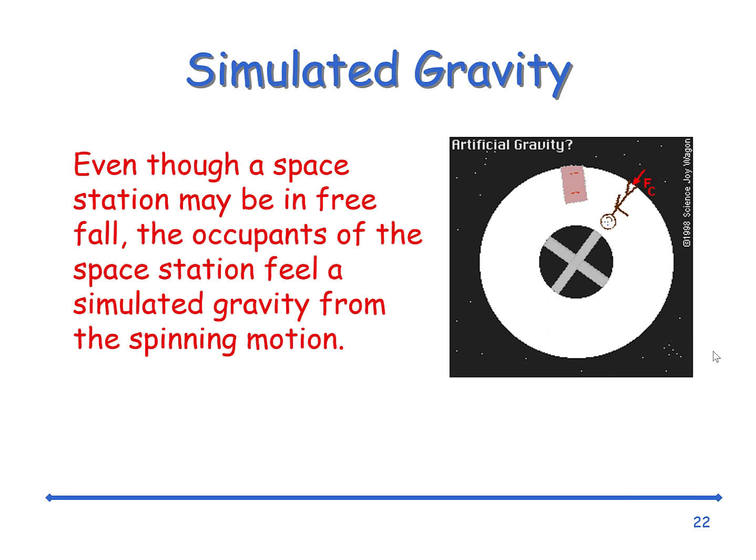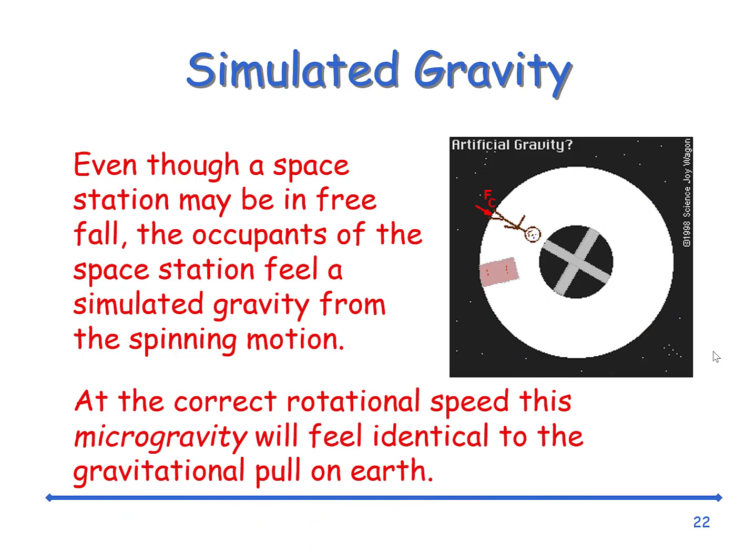This is how you can simulate gravity. This is how artificial gravity works. This is actually what they do on the International Space Station. If you have it spin at the correct speed, instead of being in free fall, you feel like you're in the same gravity. Now, how you do that takes a lot of calculations, and you have to have the correct rotational speed in order for this to be the case.